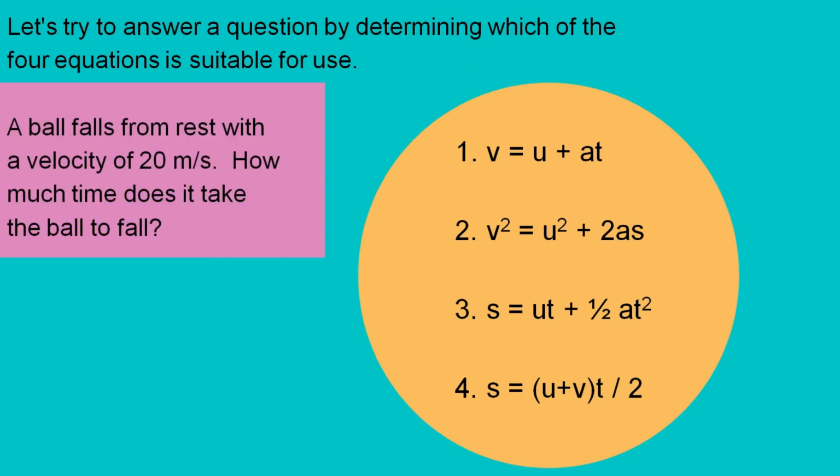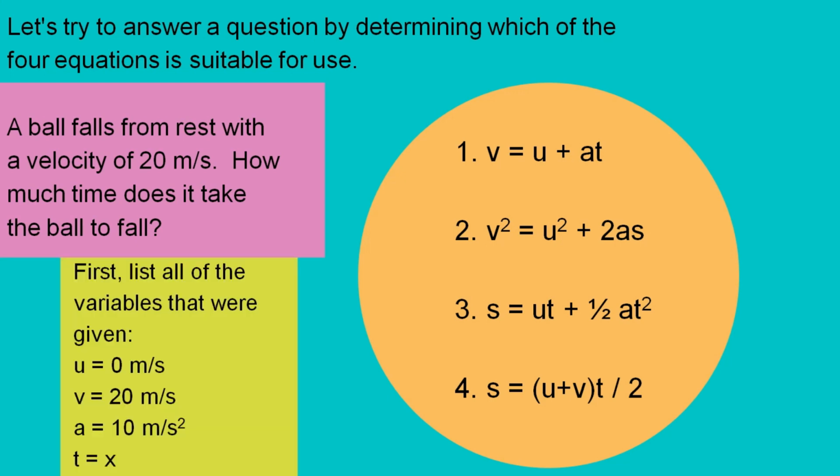Let's try to answer a question by determining which of the 4 equations is suitable for use. A ball falls from rest with a velocity of 20 meters per second. How much time does it take the ball to fall? First, list all of the variables that were given. Initial velocity is 0 because it is falling from rest. Final velocity is 20 meters per second. Acceleration would be, due to gravity, 10 meters per second squared, and what we're looking for is time.